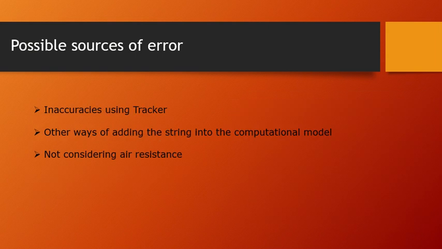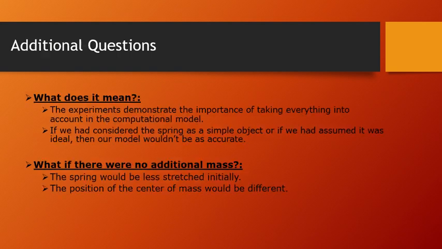Some sources of error include possible inaccuracies using Tracker, not using other ways for adding the string in the computational model, and not considering air resistance. The first additional question is, what does it mean? Well, this experiment demonstrates the importance of taking everything into account in the computational model. If we had considered the spring as a simple object, or if we had assumed it was ideal, then our model wouldn't be as accurate.